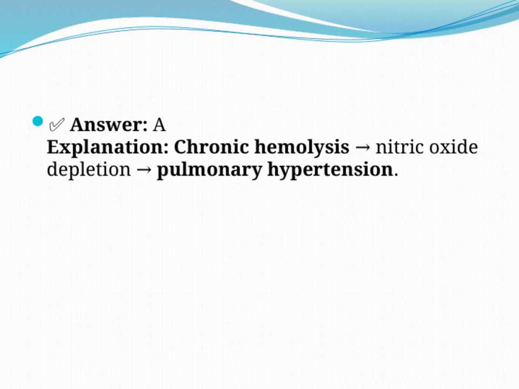So, in essence, chronic hemolysis sets off a chain reaction. It depletes nitric oxide, and that depletion contributes significantly to the development of pulmonary hypertension. This connection is important because it highlights how a blood disorder can have widespread effects on the cardiovascular system.